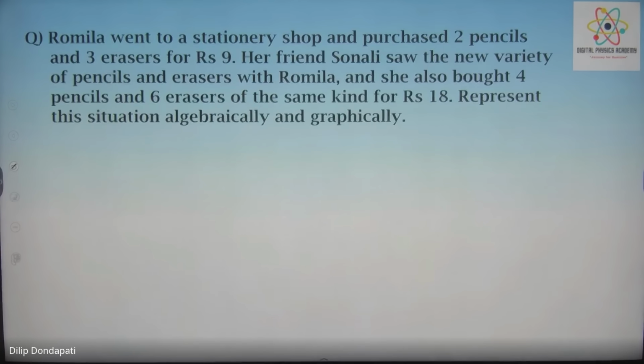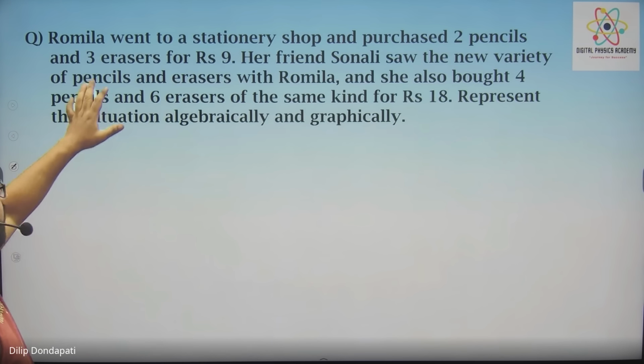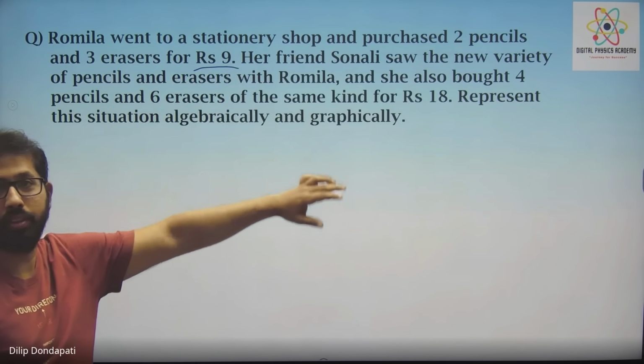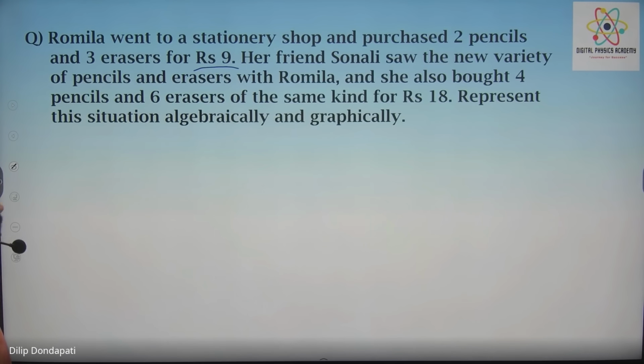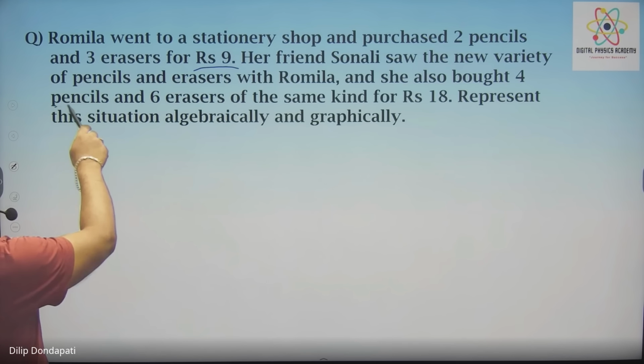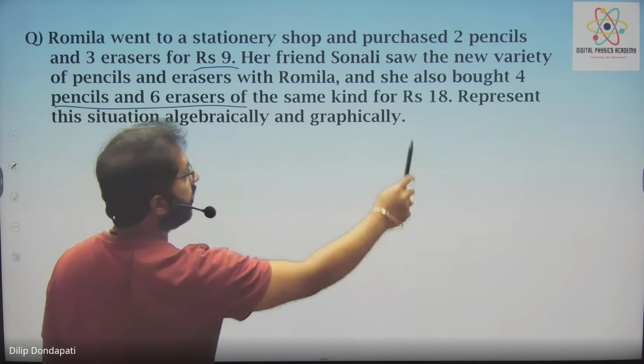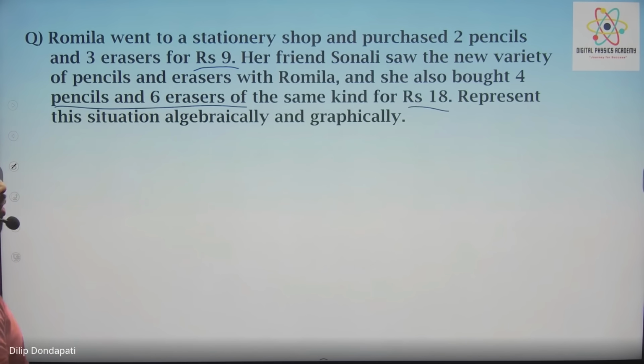Romila, nice name, isn't it? Romila went to a stationery shop and purchased 2 pencils and 3 erasers for ₹9. Her friend Sonali saw the new variety of pencils and erasers with Romila and bought 4 pencils and 6 erasers of the same kind for 18 rupees. We have to show this algebraically and graphically.